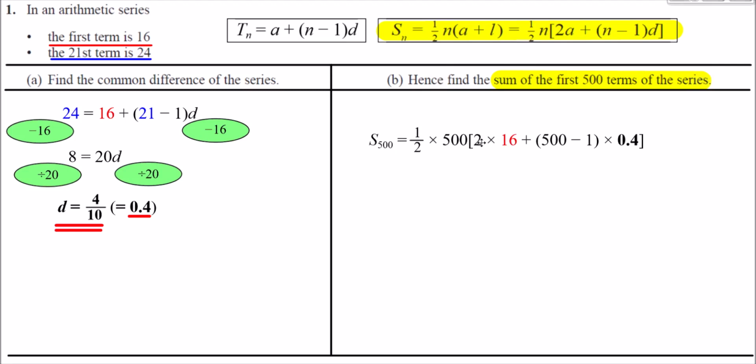Times 2 lots of the first term, so 2 lots of 16, plus n minus 1, so 500 minus 1, multiplied by 0.4. You could do this on your calculator exactly as it looks. Alternatively, if you wanted to slightly simplify it, a half of 500 is 250, 2 lots of 16 is 32, and 500 minus 1 is 499. You could type this version on your calculator because it's slightly easier and you're less likely to make a calculator error. Taking your time and pressing the numbers in carefully, you should arrive at the figure of 57,900. So the sum of the first 500 terms is 57,900.